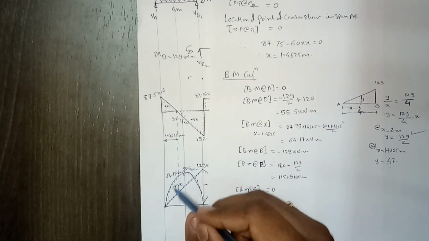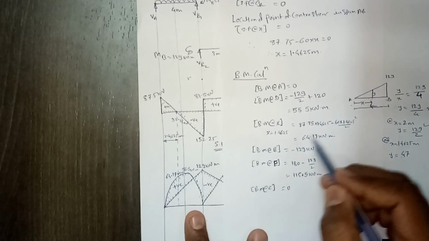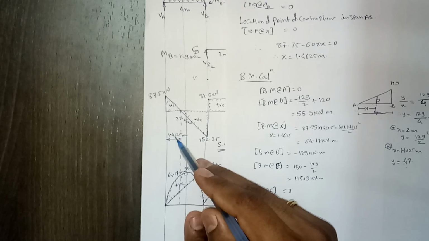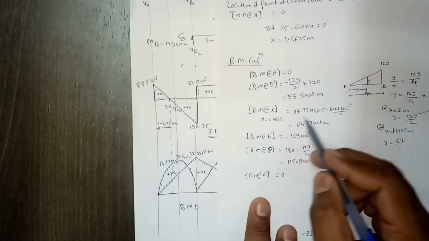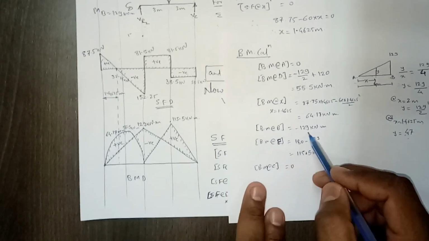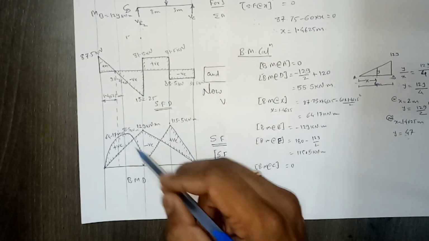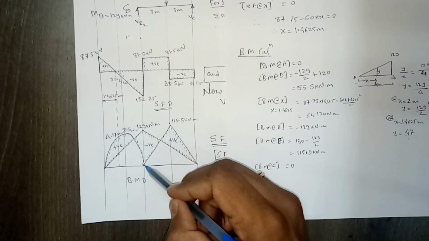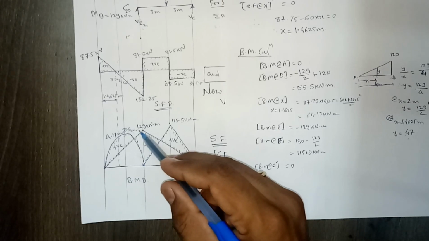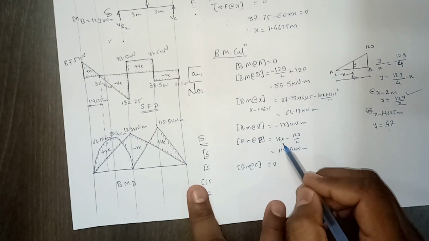So the maximum bending moment in span AB will be 46.155, and it will be at a distance of 1.4625 meter, right? Then the bending moment at point B, we already know that is MB, which is a negative value, since here the positive bending moment is 0. So only the resultant value will be this bending moment, which is negative 129 kilonewton meter.